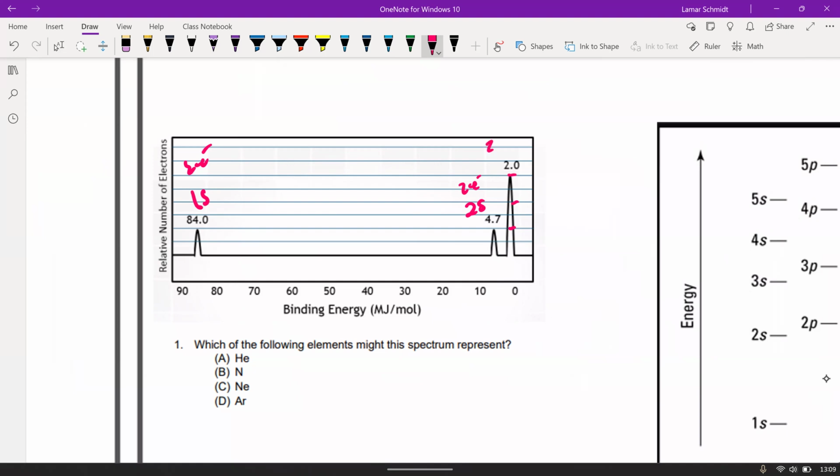2p what? 2p6, representing 6 electrons, right? So our electron configuration is 1s2, 2s2, 2p6, which is representing what? Holy smokes, there's no way it's that easy, right? Did we just do that? No, we didn't. All right.